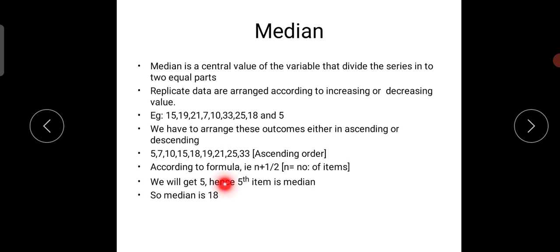So we calculate this using a formula. This is the formula: n plus 1 divided by 2, where n means the number of items. Calculating with this formula, we finally get 5. So the fifth item is 18. So here the median is 18. This is how we calculate the median. First of all, we arrange it in ascending or descending order, then using the formula, calculate it, then find the median. That's it.